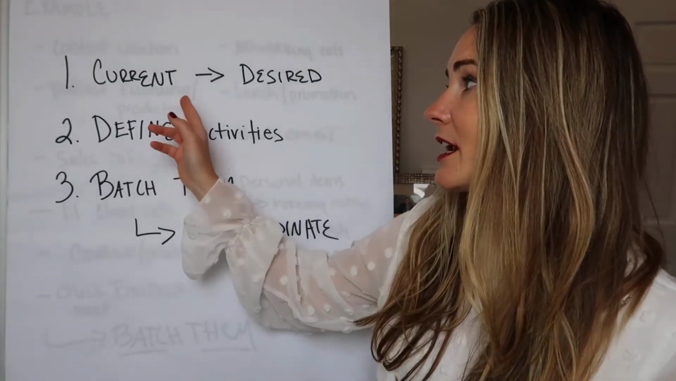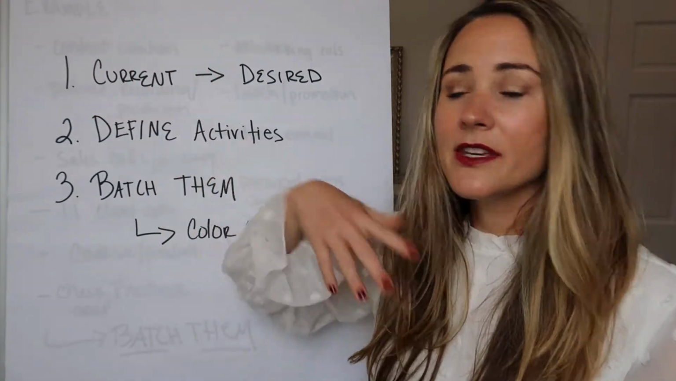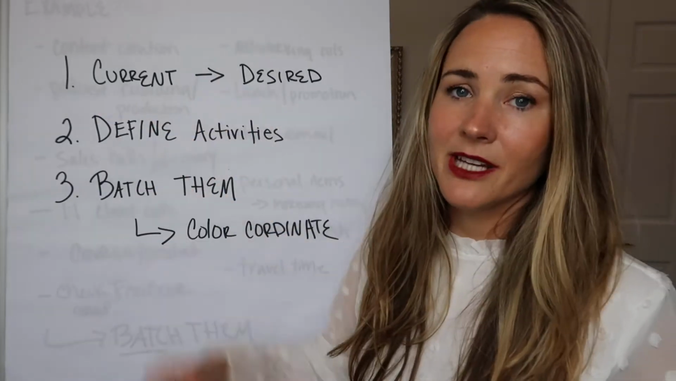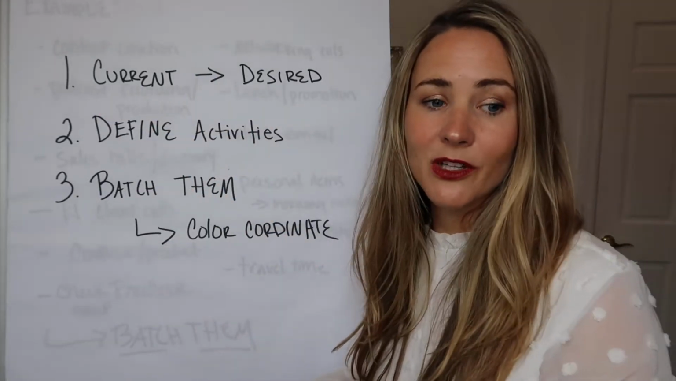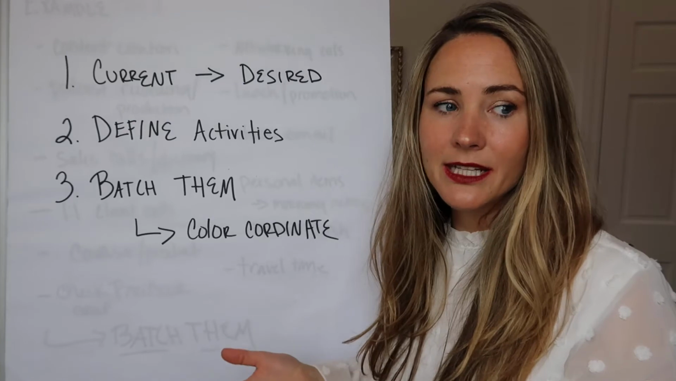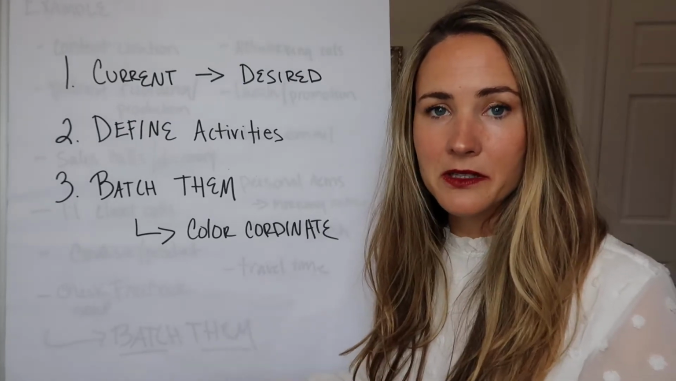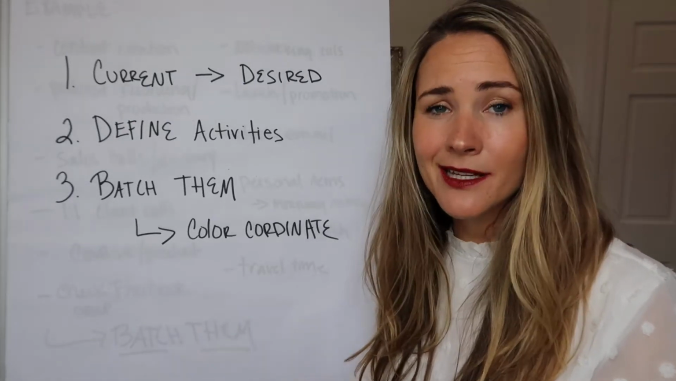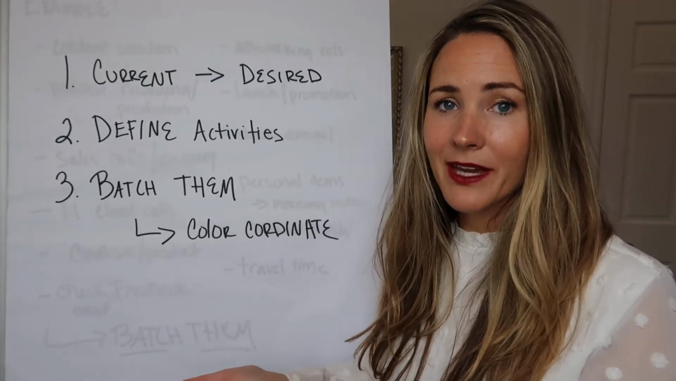So with the calendar, it's taking current inventory. This can easily look like spending some time in your planner or looking at your digital calendar, but really just sitting down and saying, what is the current state of my calendar? How do I use it? And what's working and what's not, okay?